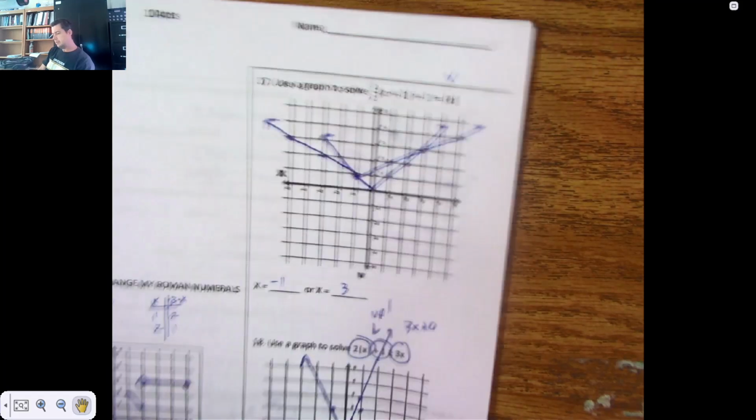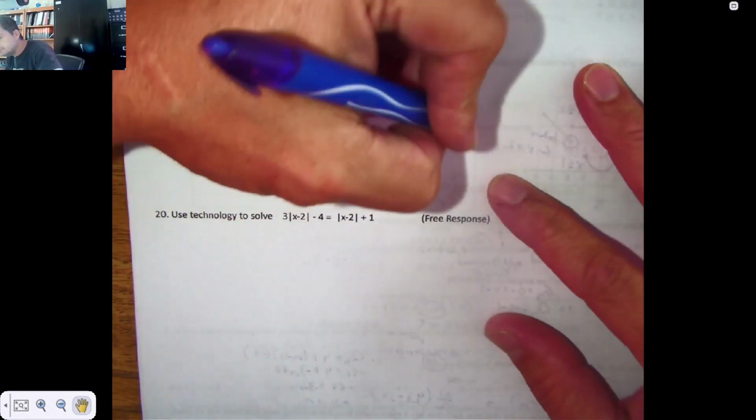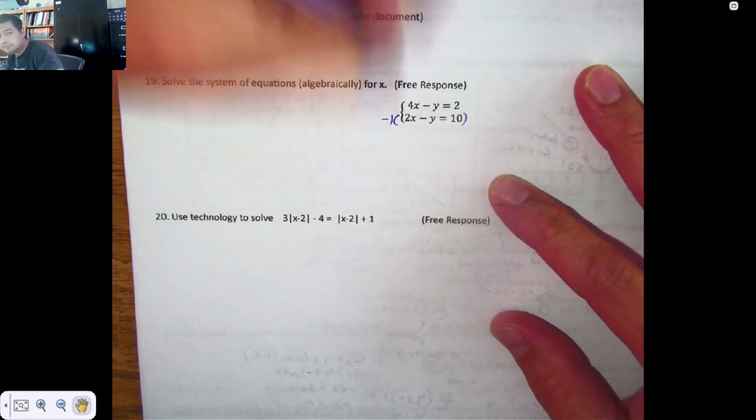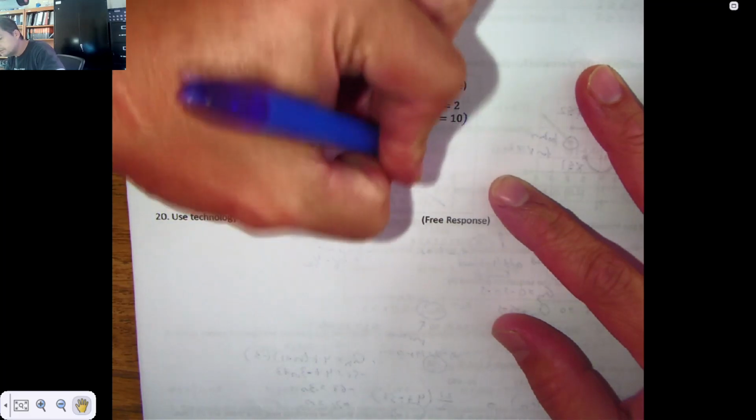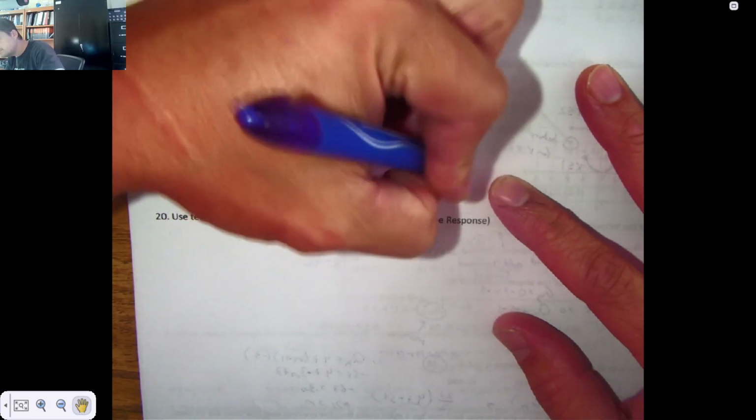19 and 20 were problems I thought you guys would have some success with, but evidently I was wrong. There's 3 different ways to do 19. Here's what I'm going to do. I'm going to multiply by a negative 1. So the original equation stays the way she is. The bottom equation becomes negative 2x plus y equals negative 10.